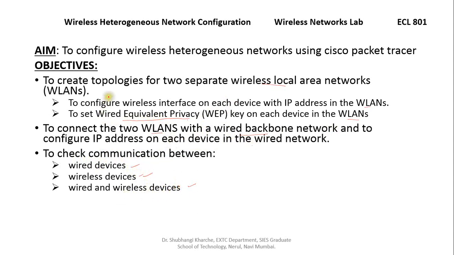So you will be configuring here the two separate wireless local area network topologies, and then you will be setting the IP addresses on each of the devices in the WLANs. You will be setting the WEP key on each of the wireless LANs. Then you will be connecting the two wireless LANs with the wired backbone network, and you'll be configuring the IP address on each of the devices in the wired network. And after doing this, you will be testing the connectivity between two wired devices, between two wireless devices, and also between a wired and a wireless device.